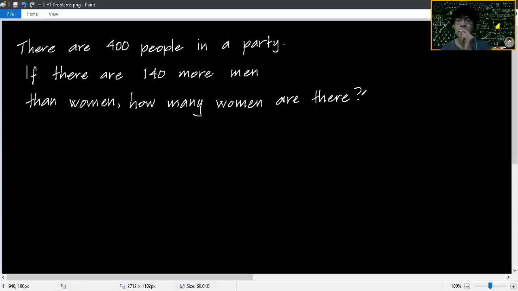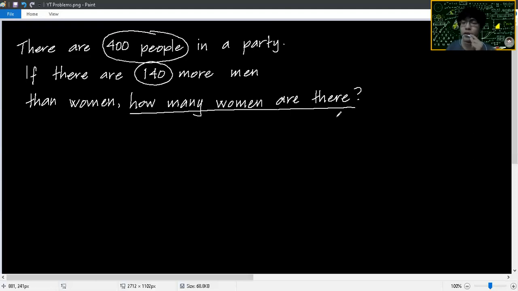So one of the key strategies here is using the CUBE strategy. C stands for circle the given. According to our word problem, we need to encircle the number 400 people. So we are talking about the number of people. And also, there are 140 more men than women. Now, listen carefully. U stands for underline what is being asked. The question is, how many women are there?